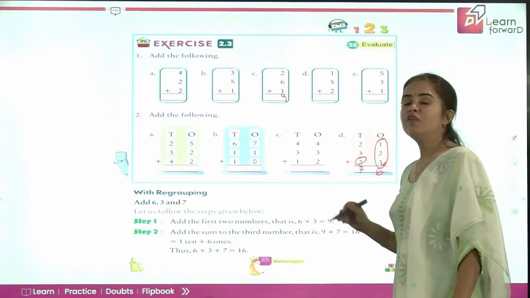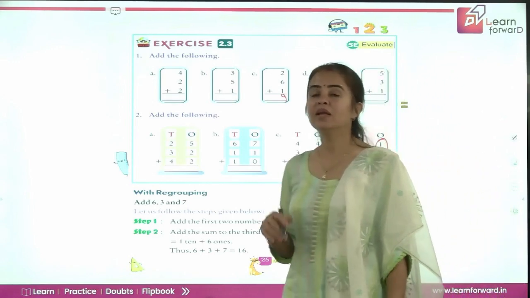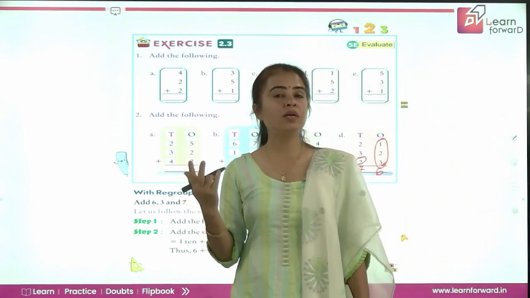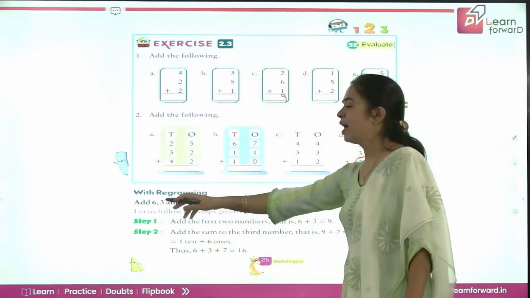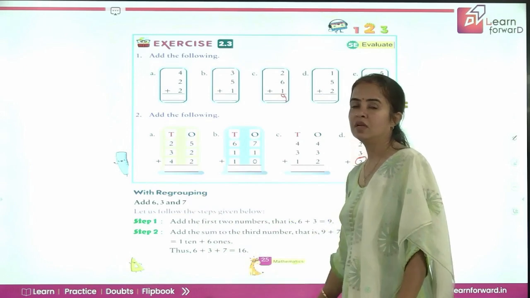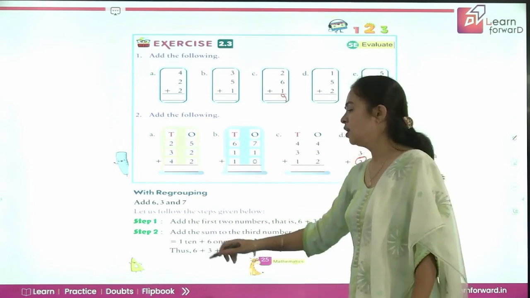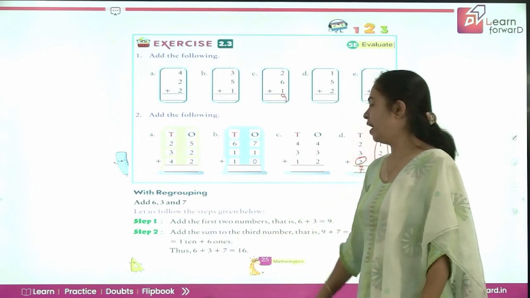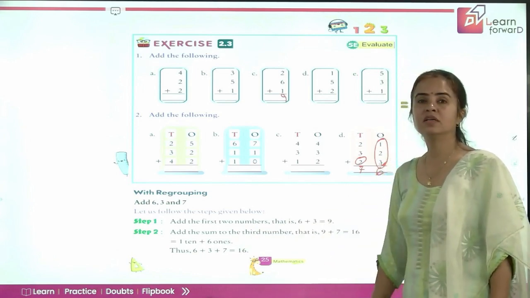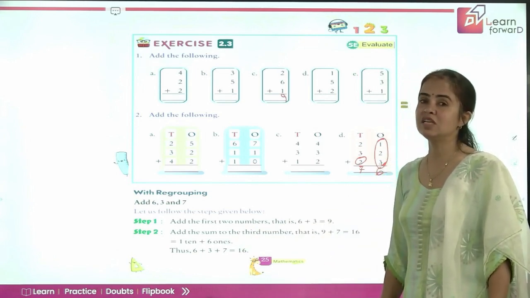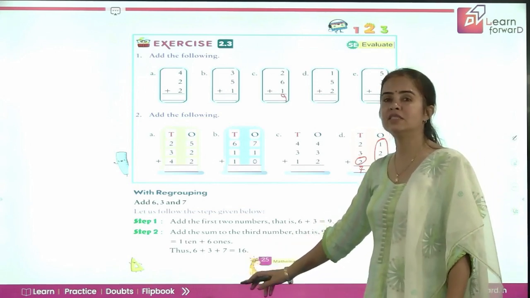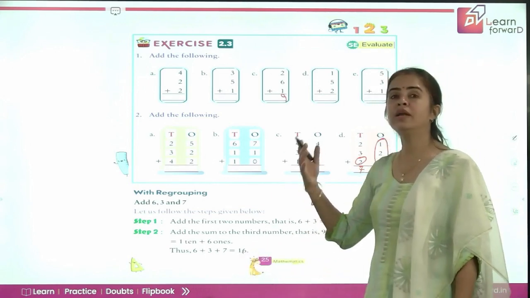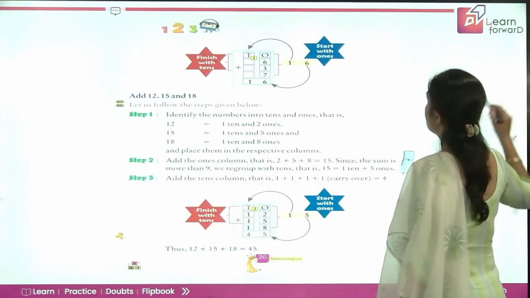Just like we have learnt about regrouping, carryover for 2 numbers, we can have the same for 3 numbers. Suppose you have to add 6 plus 3 plus 7. So when you add 6 plus 3, we get 9 and 9 plus 7 is what? So 9 plus 7 is 16, which means 6 ones and 1 tens. So this 1 will go to your tens column, children.